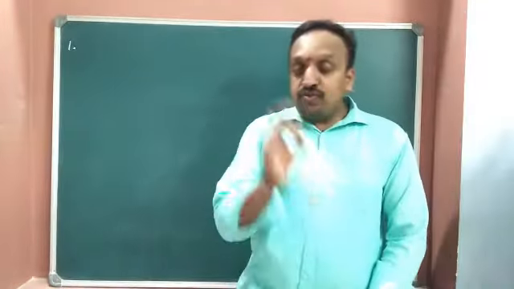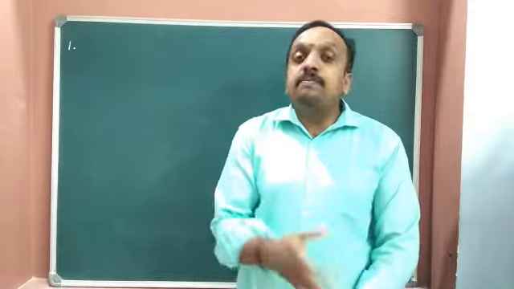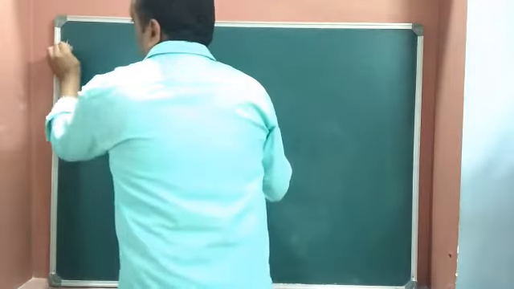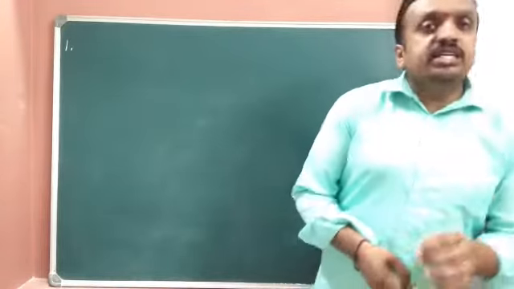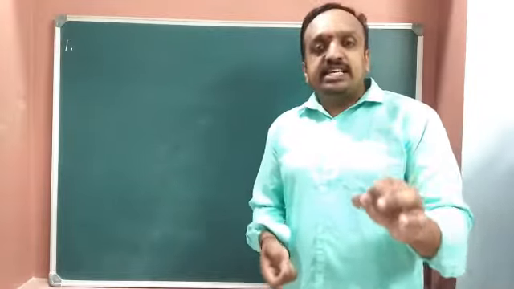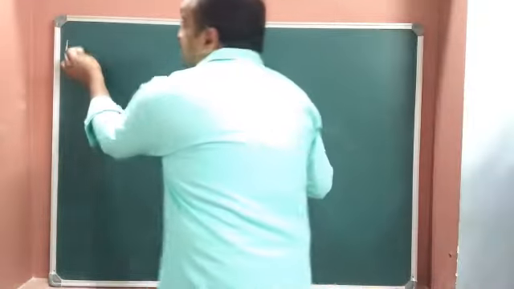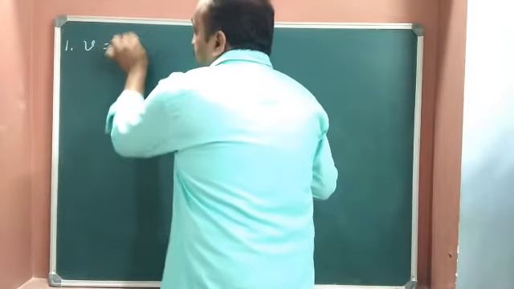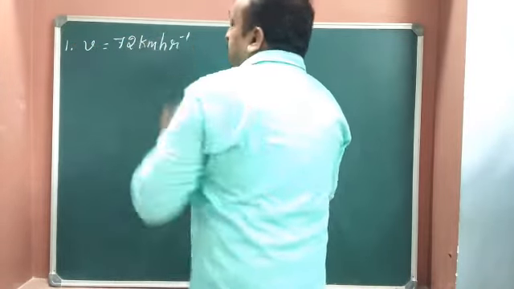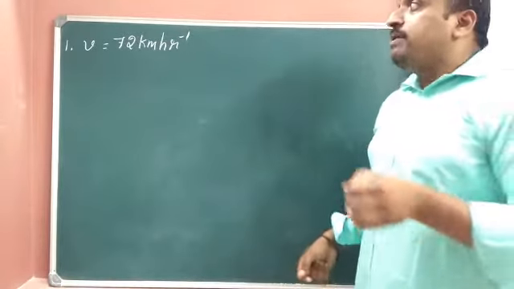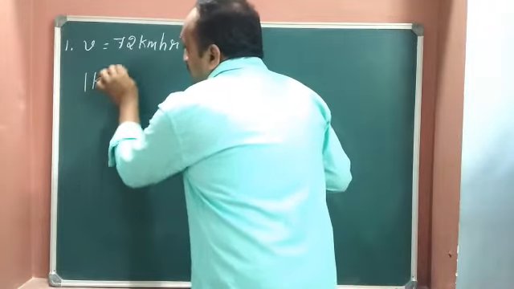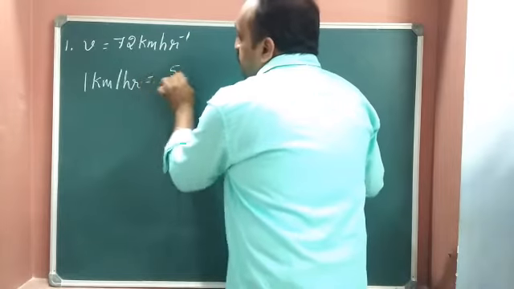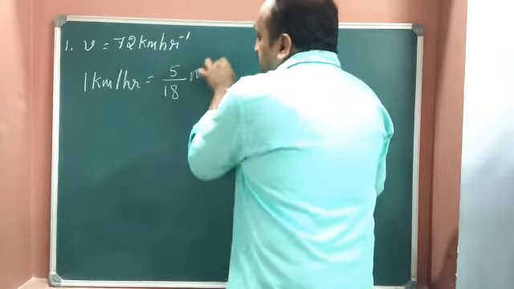Yes students, if you are very clear with the theory part, let me solve a few numericals based on the content. The speed of the car is 72 km per hour. Express it in meter per second. So what is given? Speed is equal to 72 kilometer per hour. We need to represent it in terms of meter per second. So we know very clearly 1 kilometer per hour is equal to 5 by 18 meter per second.